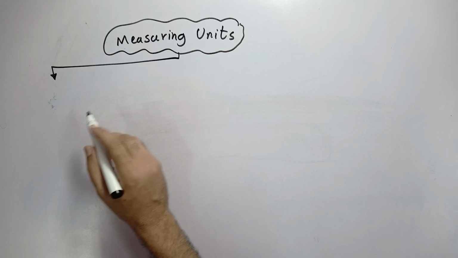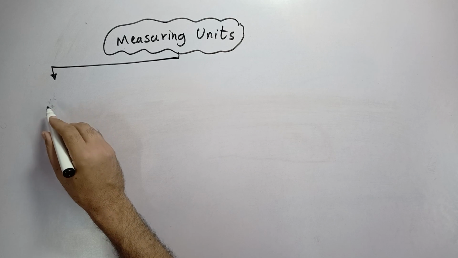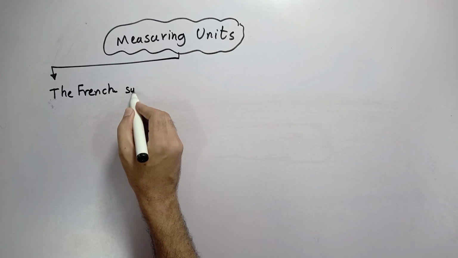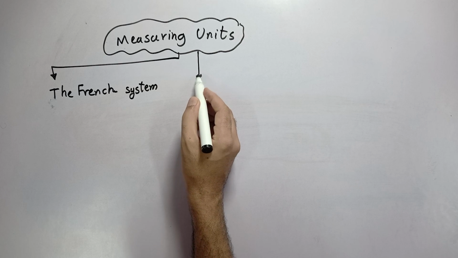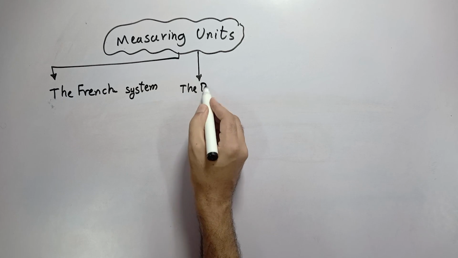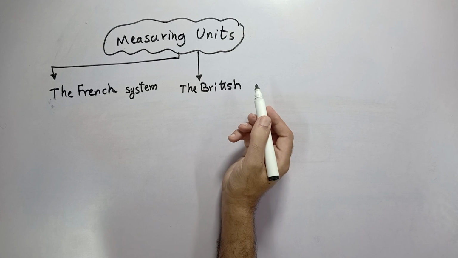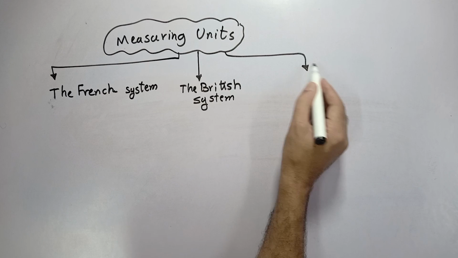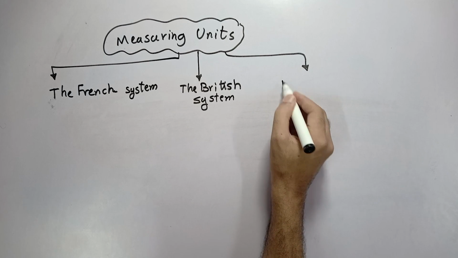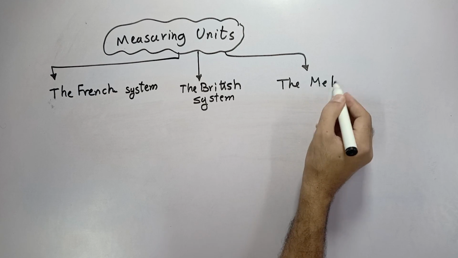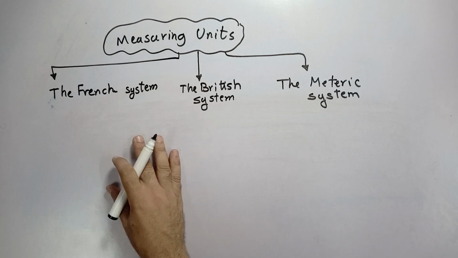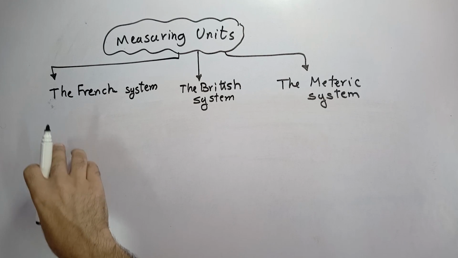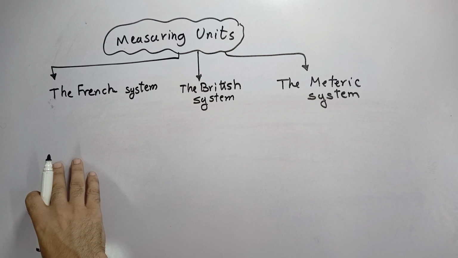The first system is the French system. The second one is the British system. The third system is the metric system. All of these systems used 3 units for the 3 fundamental physical quantities.